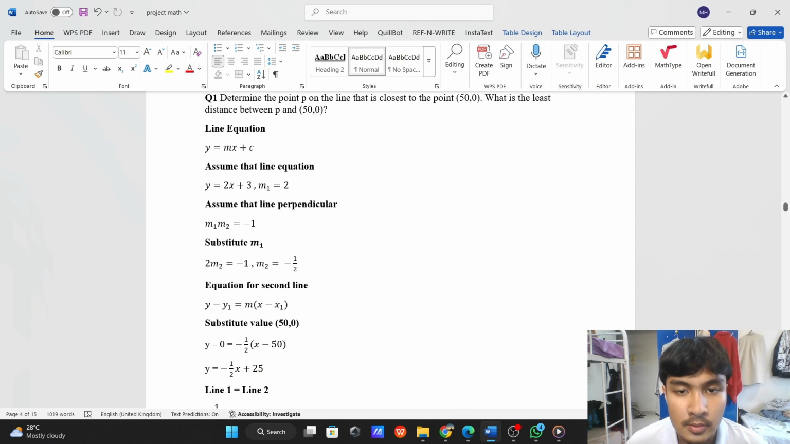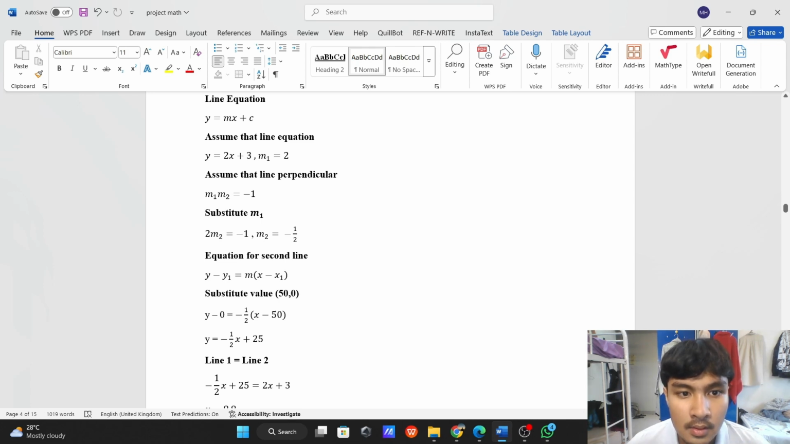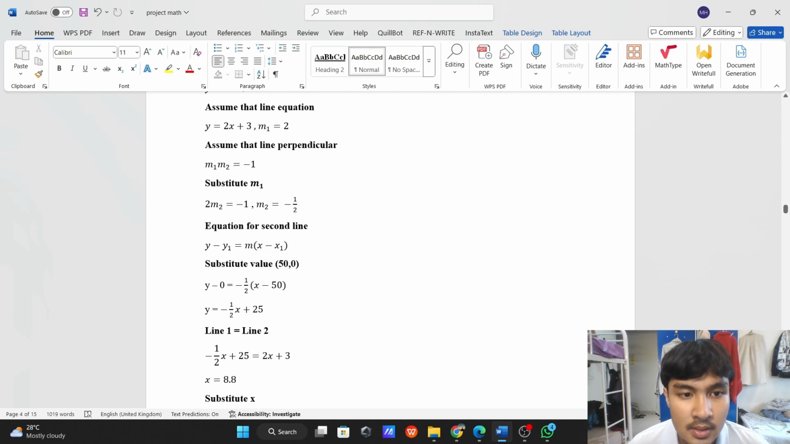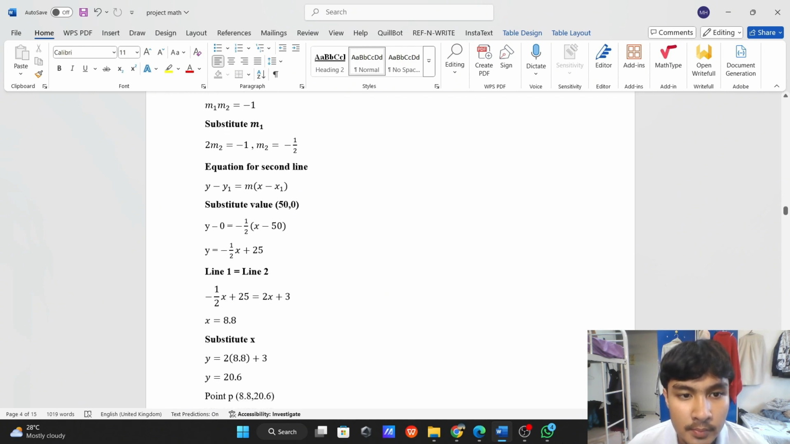First, we know the line equation is y equals mx plus c, and then we assume that the line equation is y equals 2x plus 3, and from the equation we get the gradient m1 equals 2. Then we assume that for perpendicular lines m1 m2 equals negative 1. We substitute m1, that is 2, so we got 2 m2 equals negative 1. Then m2 equals negative 1 over 2.